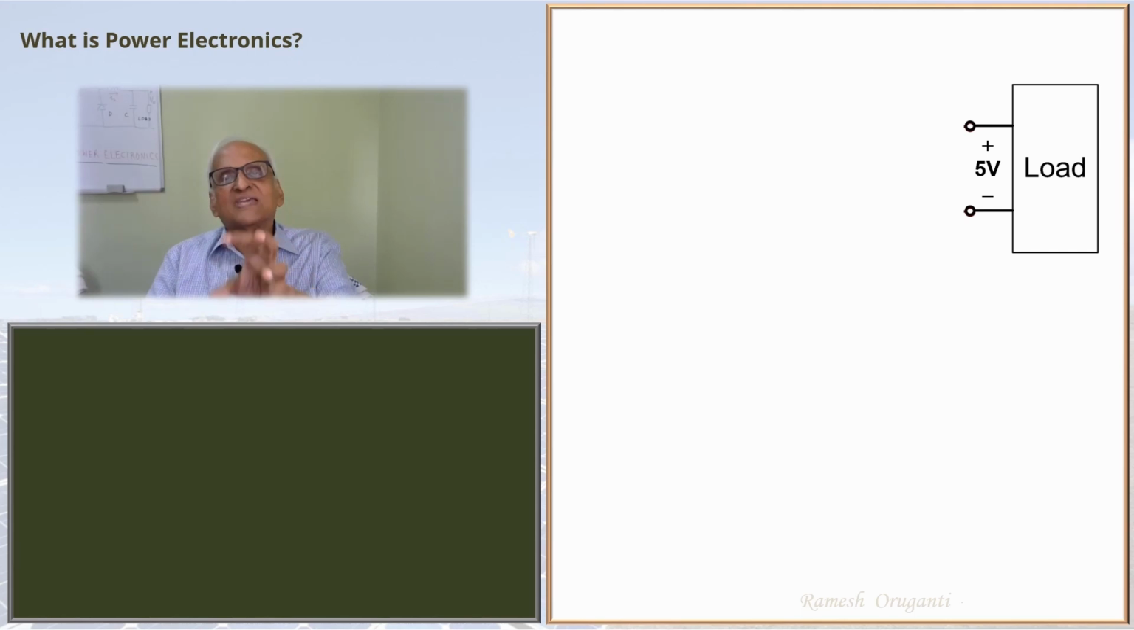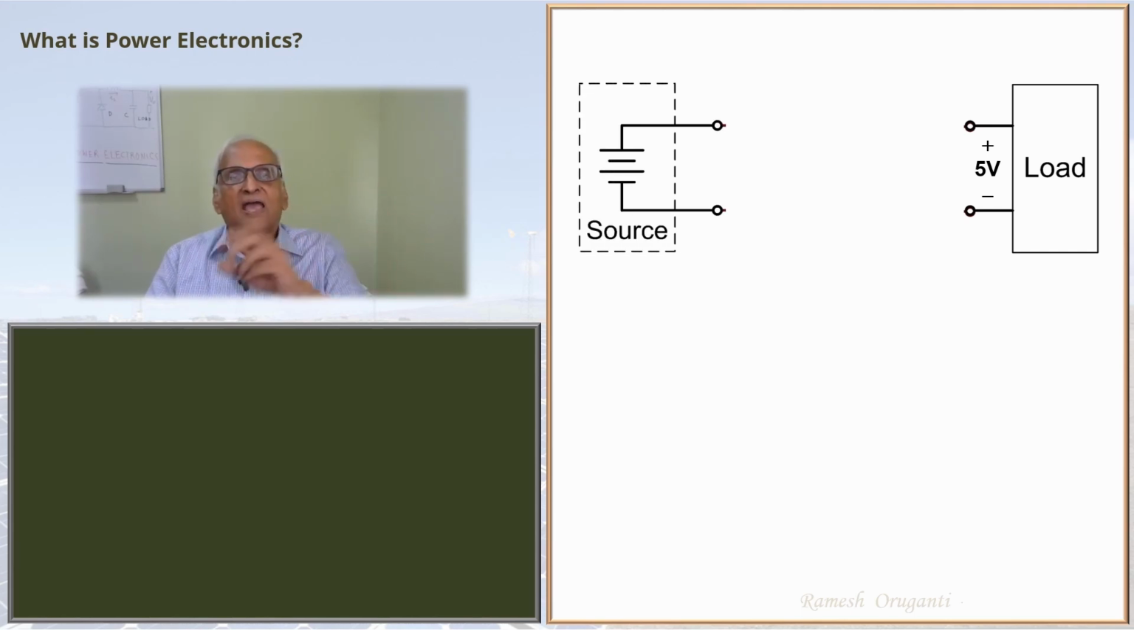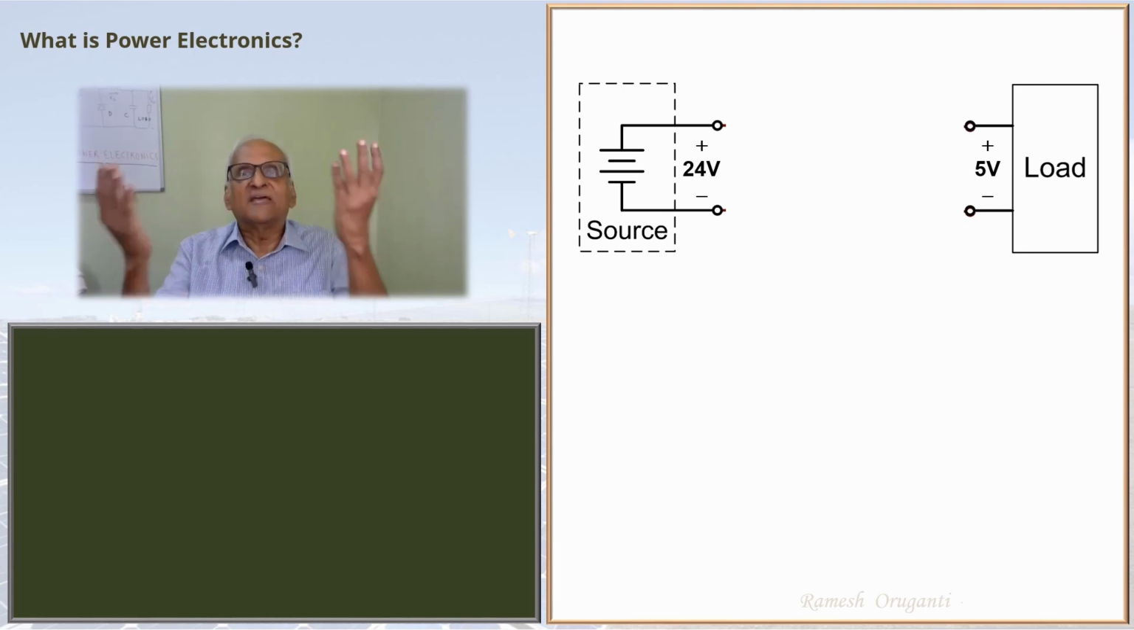And let us also say that we have an electrical source, and that source in this case is a battery. It could be AC mains, as we saw. Anything that can give electrical power to your load is the source. And let us say that this battery is a 24 volts battery. So you have power that you need, and you have the load that requires power, but the load requires power at 5 volts in this case, and the source can only give power at or around 24 volts. There is a mismatch.